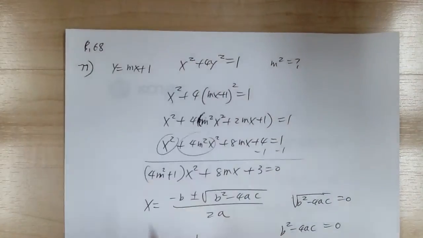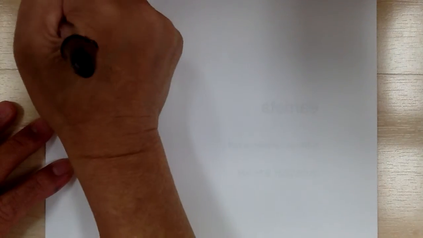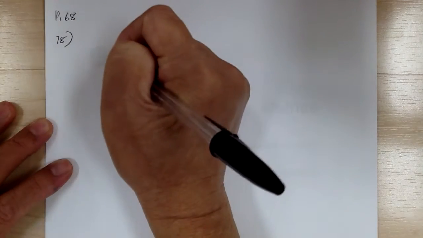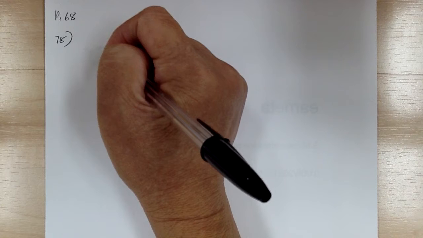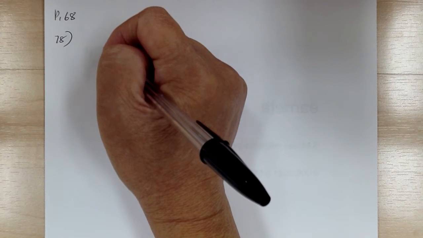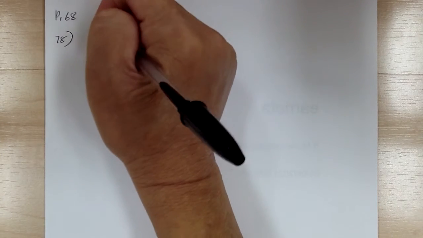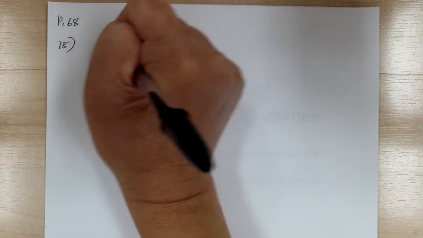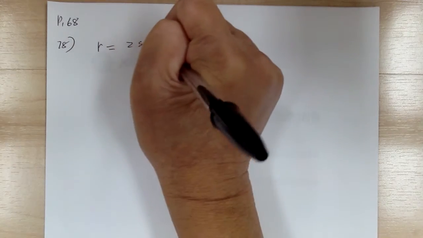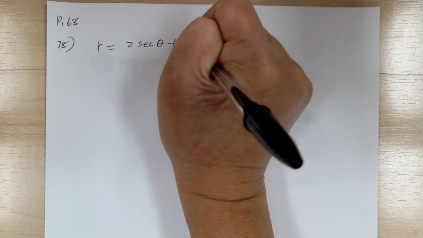Okay. Next one. So let's go to 78. It says find the equation in rectangular coordinates of the curve whose polar equation is r equal to 2 secant theta plus cosine theta.